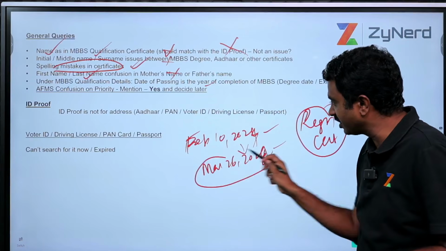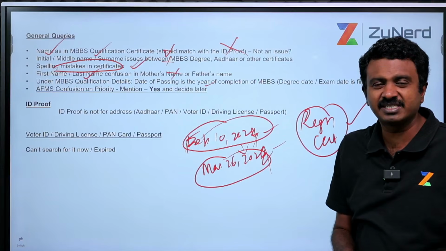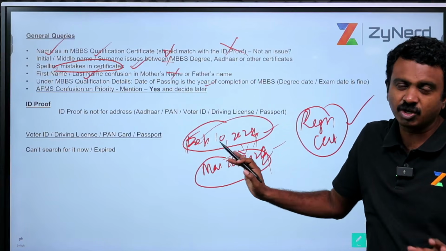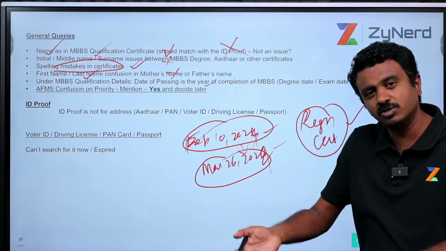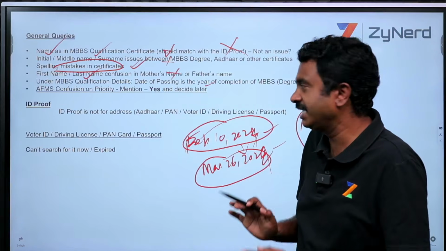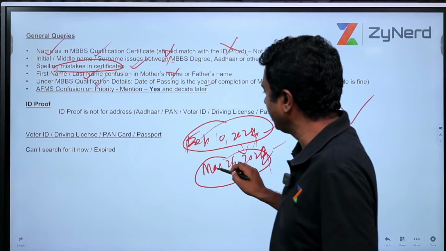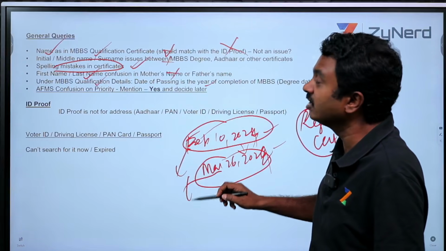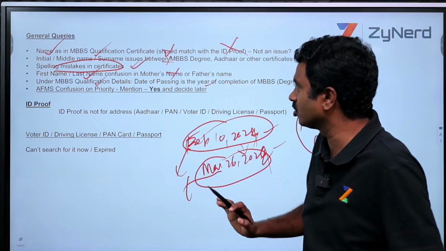In your degree certificate, you have this. In your mark sheet, you have this as the last date of examination. Anything is fine. Not a problem. This happens again in the counseling. You can use any date, that is fine. You can use your degree date, or your mark sheet date, or the day when your results came in, that is also fine.